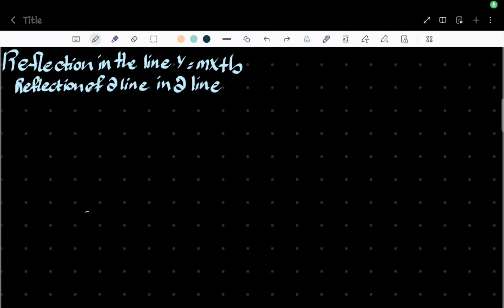Class, we will be looking at reflection in the line y equals mx plus b, reflection of a line in a line. So in the last video, we looked at the same topic, reflection in the line y equals mx plus b, but in that video, we reflected a point about a line. In this video, we will be reflecting a line about a line.